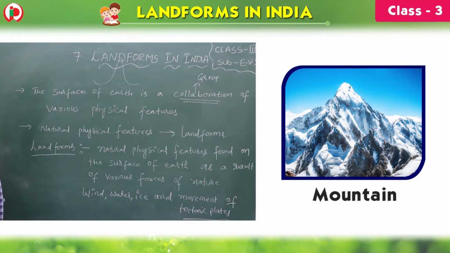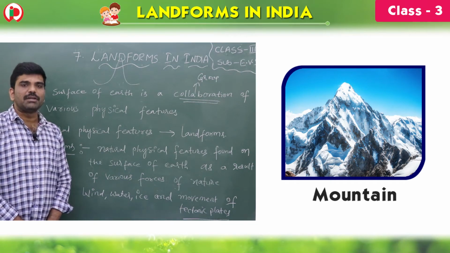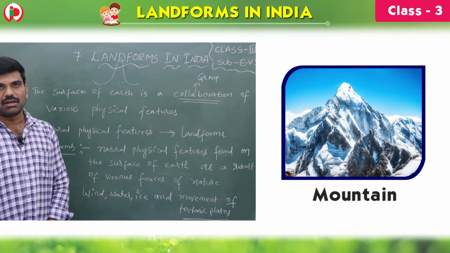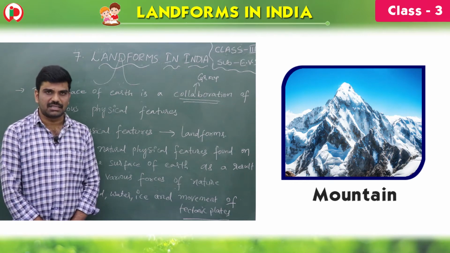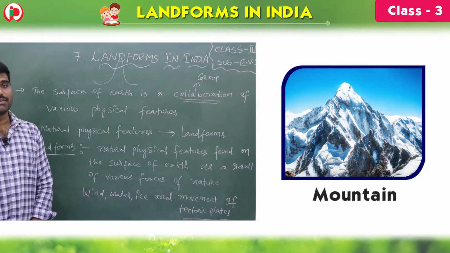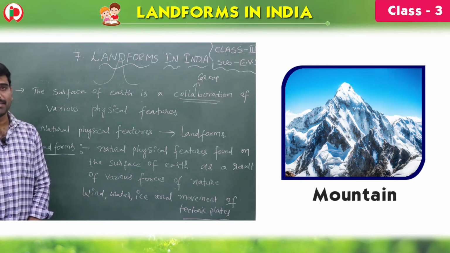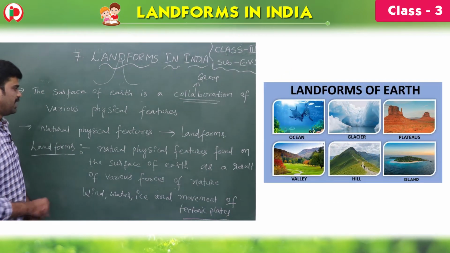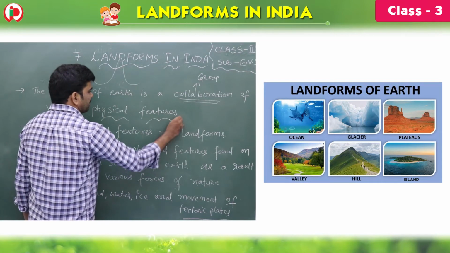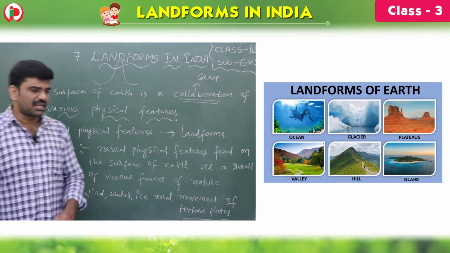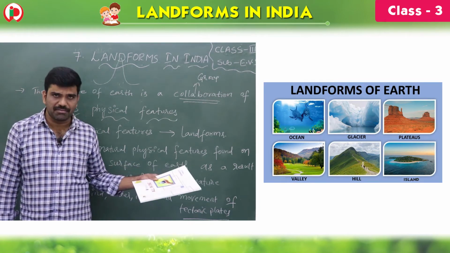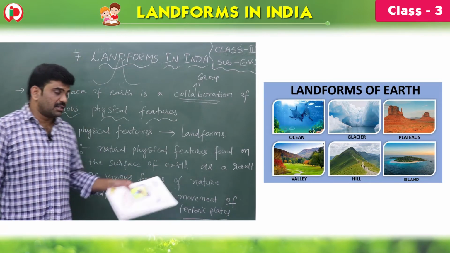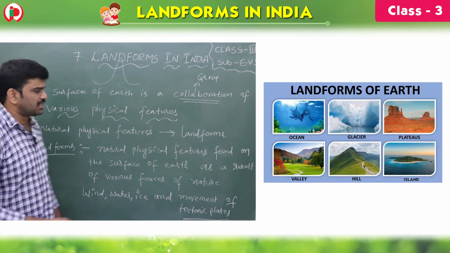Now, first of all, we'll go to the surface of the earth. What do you mean by the surface of the earth? See, the place where we are standing or sitting on the earth is called the surface of the earth. This surface of the earth is a collaboration. Collaboration means group. So it is a group of various physical features, children. That means the surface of the earth is not the same. The surface of the earth will be differing. So natural physical features are the landforms.